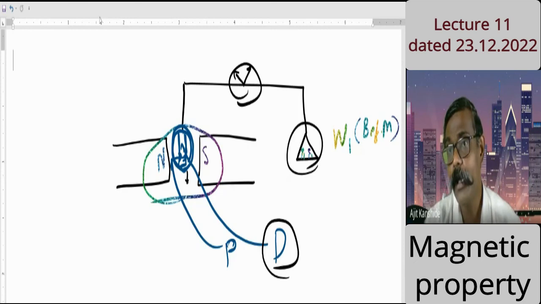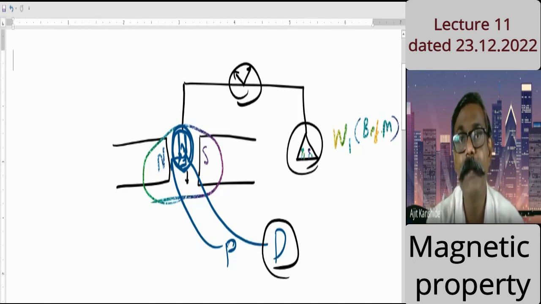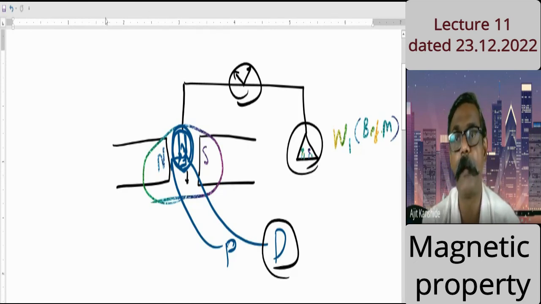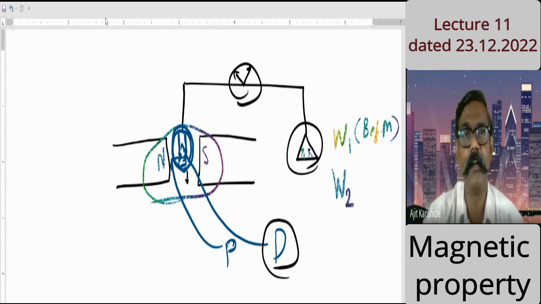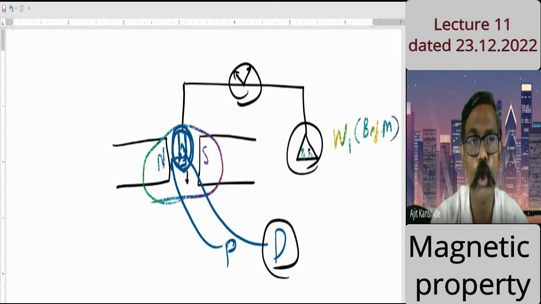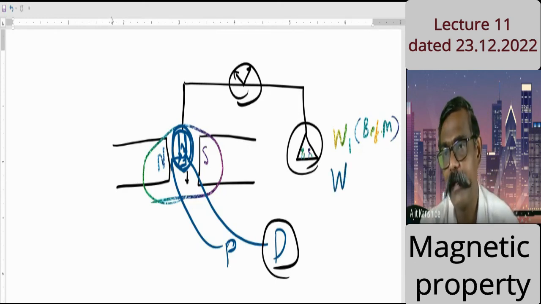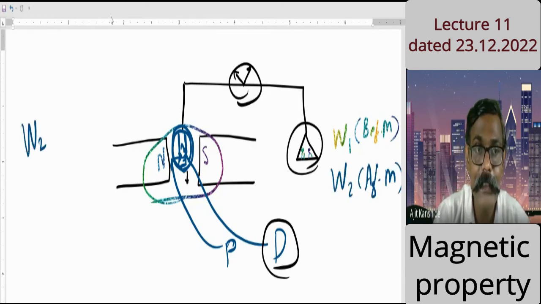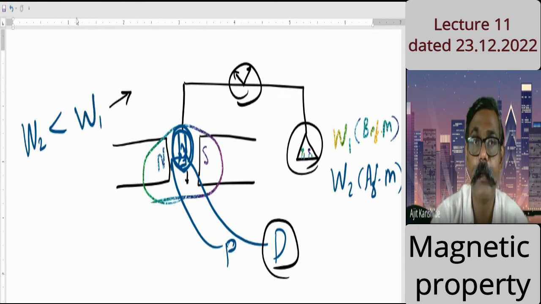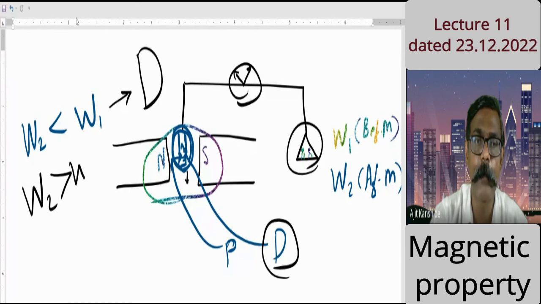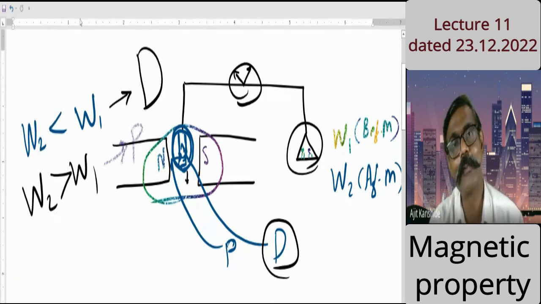So what are we doing? We are measuring the weight before bringing the compound into the magnetic field, and then we are measuring it in the presence of the magnetic field. Say that weight is W2, after the magnetic field. If W2 is less than W1, what will you say? Paramagnetic or diamagnetic? In the presence of the magnetic field, the weight is less. Diamagnetic. Yes. And if W2 is greater than W1, the compound will be paramagnetic. So it's a qualitative answer.